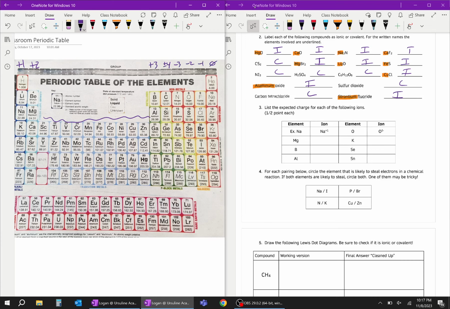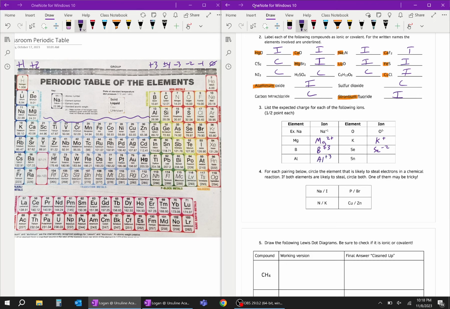Fluorine has 7 valence electrons. It will always gain an electron in a bond. That would give it a negative 1 charge. So I just find each element. Magnesium, right here, is always going to have a positive 2 charge. Mg2+. Potassium is always going to have a positive 1 charge. And by always, I mean if it becomes an ion, it will be a positive 1 ion. Boron, plus 3 charge. Selenium is a minus 2 charge. Aluminum is a plus 3 charge.